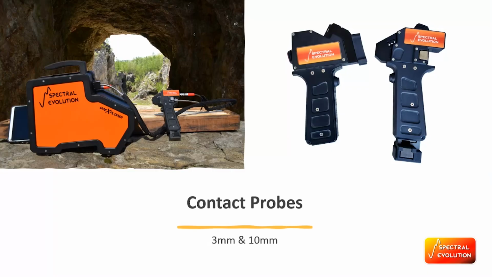Now, the regular contact probe would be used for identifying minerals directly in contact with the outcrop. So you'll get a 10 millimeter circle for rocks that have really fine grains. If you're trying to target a specific grain, then 3 millimeters may work better for your mineral identification.